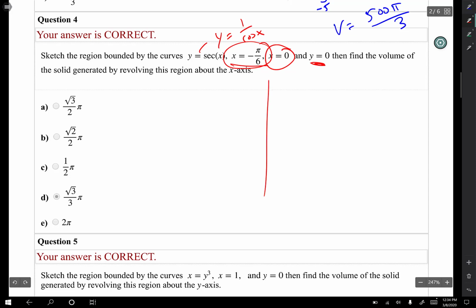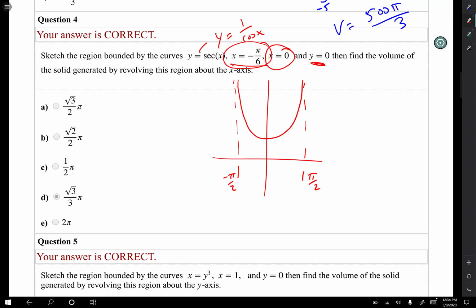So if you zoom in, it really looks like this, guys. It looks like that. Negative pi over 2 and pi over 2. But I'm zooming in extreme, and you're zooming in extreme right here. So when you do that, it's going to look like this then. And there it is. That's the region that we have. And we're going to rotate this about the x-axis.